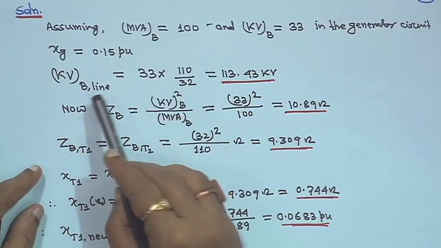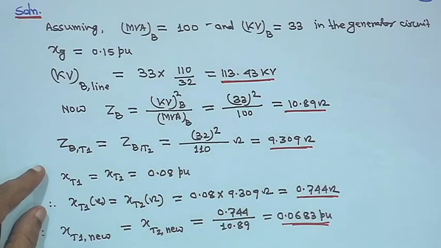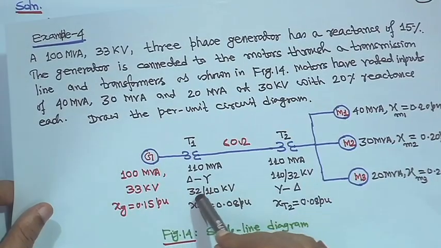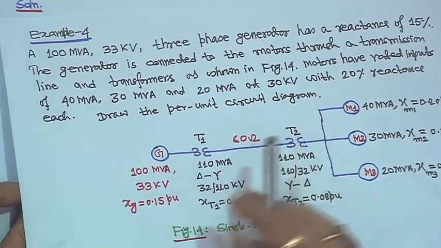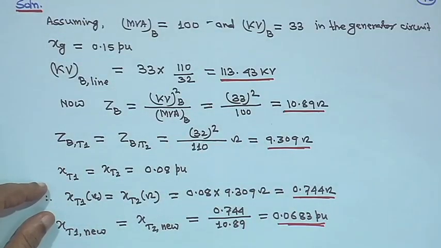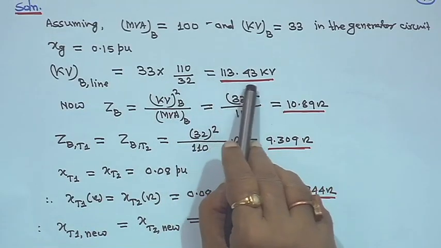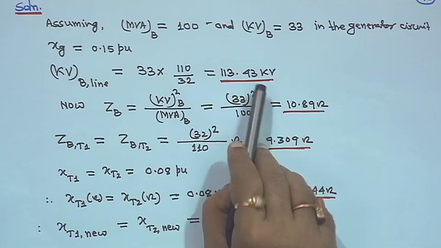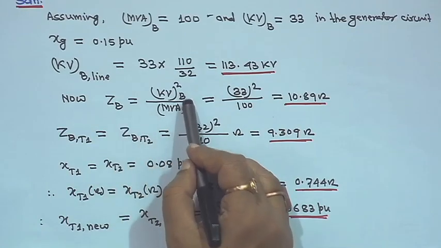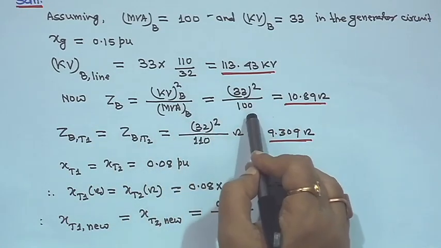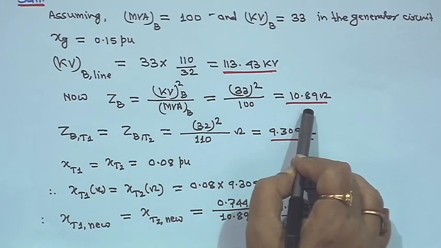Therefore, kV base of the line, that is the line base voltage, will be 33 into 110 by 32, because this transformer is actually 32 by 110, line side is 110 kV, but we have to convert it to the common base. The base voltage we have taken is 33, so line side will be 33 into 110 by 32, that will become 113.43 kV. Now ZB is equal to kV base square upon MVA base, that is 33 square upon 100, that is 10.89 ohm. This is the common base ZB, because base MVA is 100.